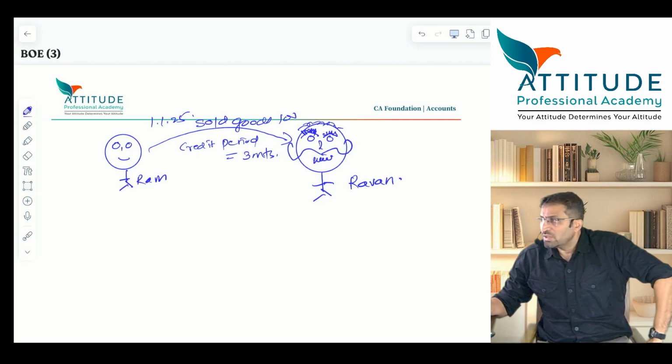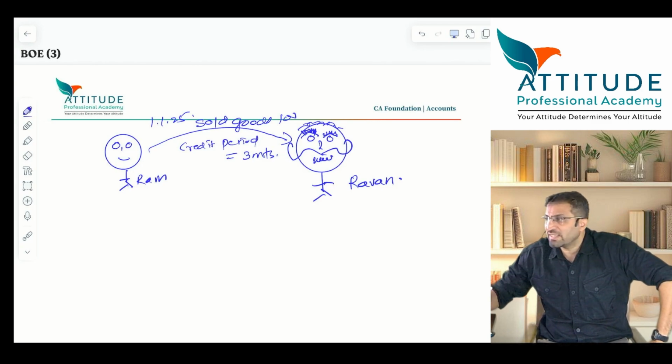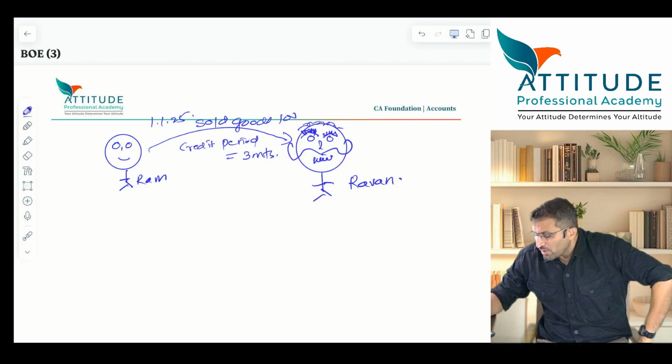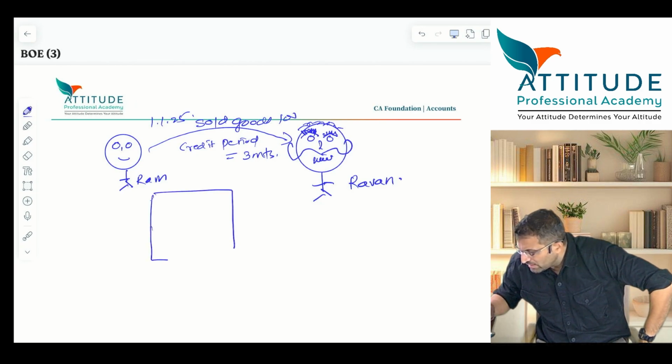Now, what is the guarantee that Ravan will pay back the money to Ram? There is no guarantee. Correct? So Ram wants to be on a safer side. What does he want? He says, I want some kind of assurance that you are going to pay the money. So what Ram does is, Ram says, I will draw a bill. I will draw a bill.